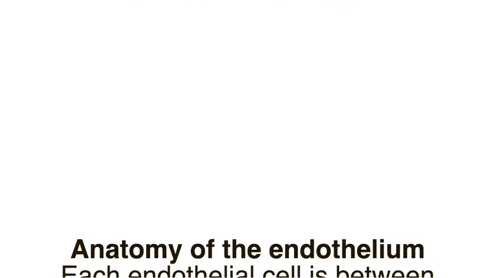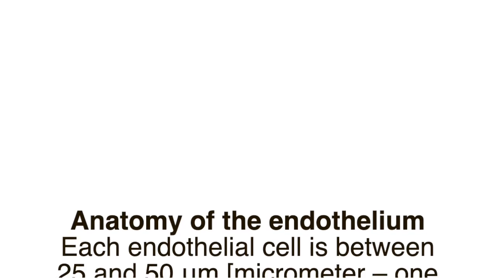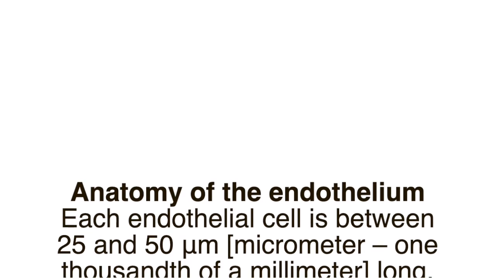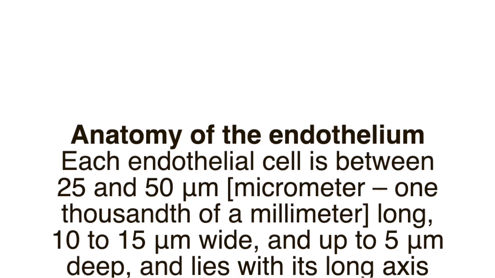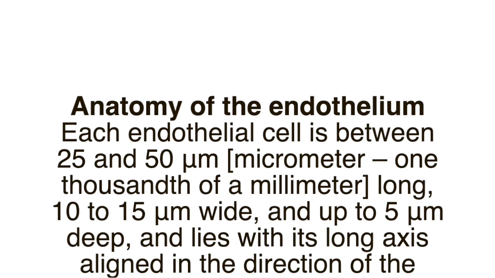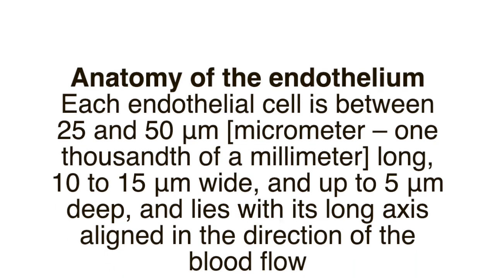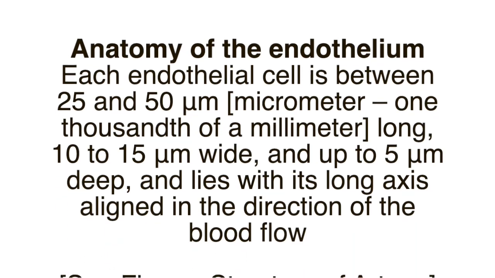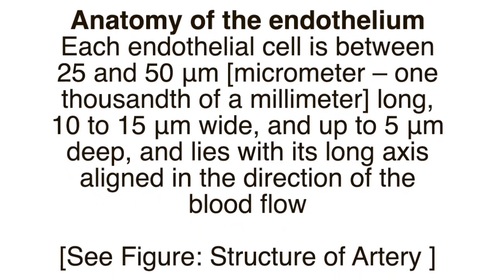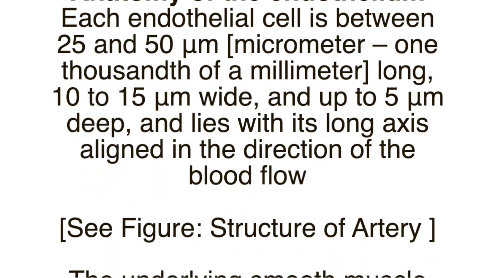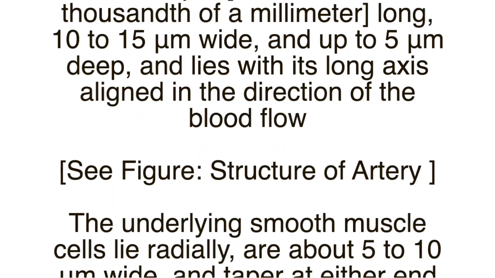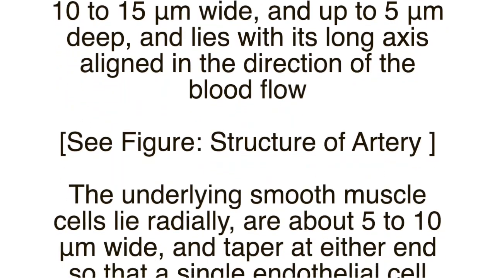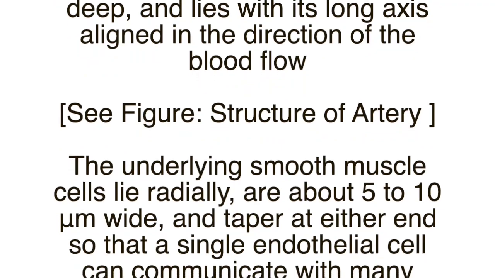Anatomy of the endothelium. Each endothelial cell is between 25 and 50 micrometer, that is, 1 micrometer is 1,000th of a millimeter. Endothelial cell is 25 to 50 micrometer long, 10 to 15 micrometer wide, and up to 5 micrometer deep, and lies with its long axis aligned in the direction of blood flow.